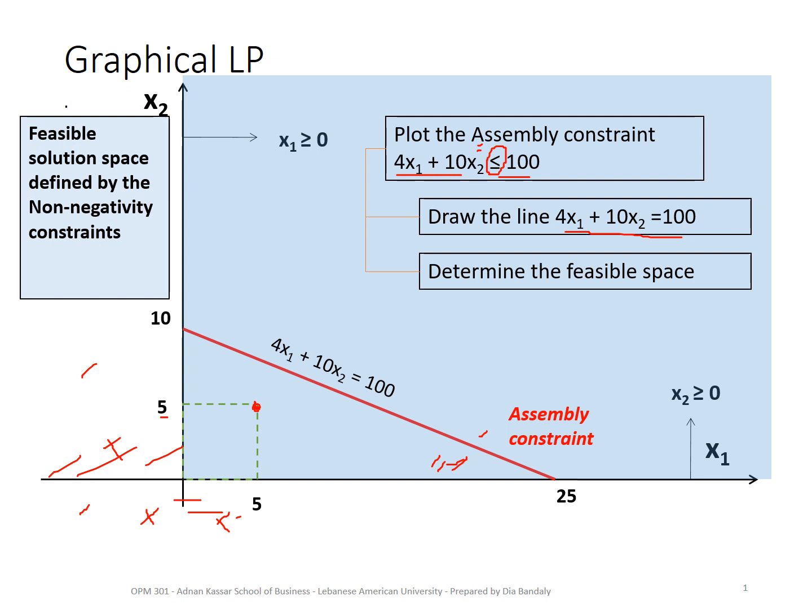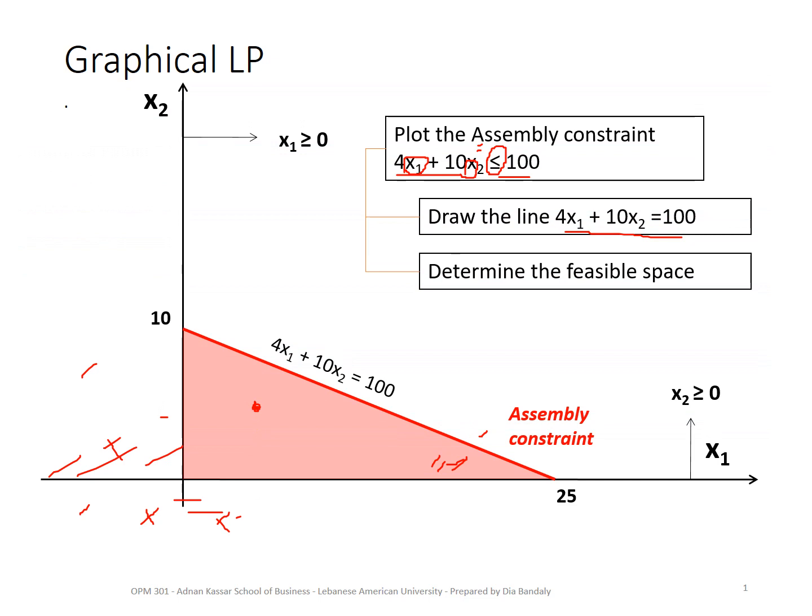And I'm going to test this one in my inequality. So I will replace x1 with 5, so 4 times 5 is 20, plus 10 times 5 is 50, plus 20, that's 70. It is less than 100, which means, yes, the area under the line, which is now the red area, is my new feasible solution space. But this is not yet done, right? I need to finalize my feasible solution space by using all the constraints.